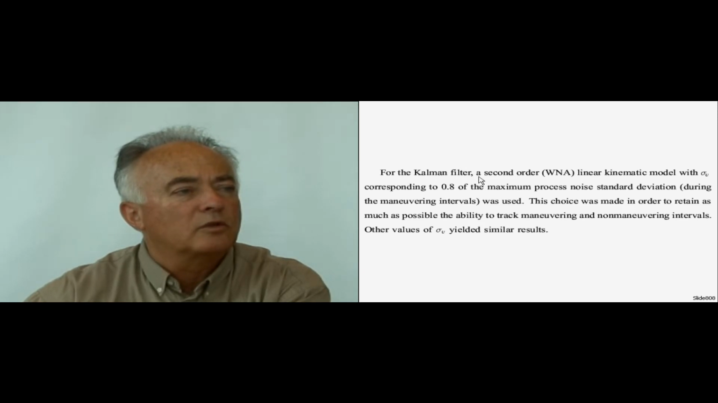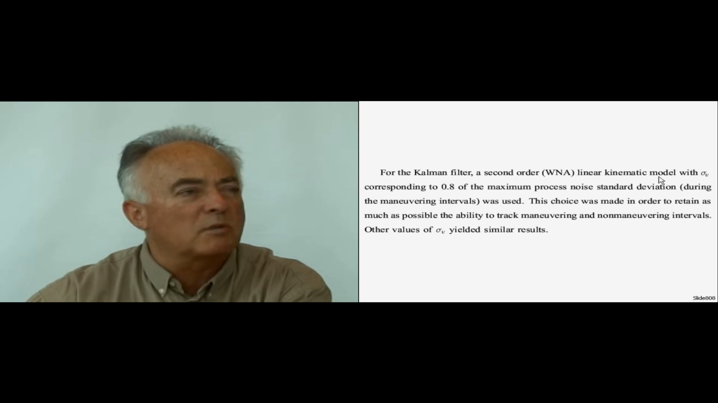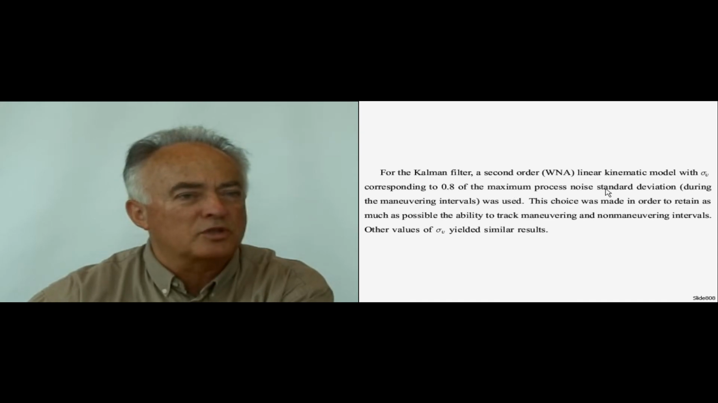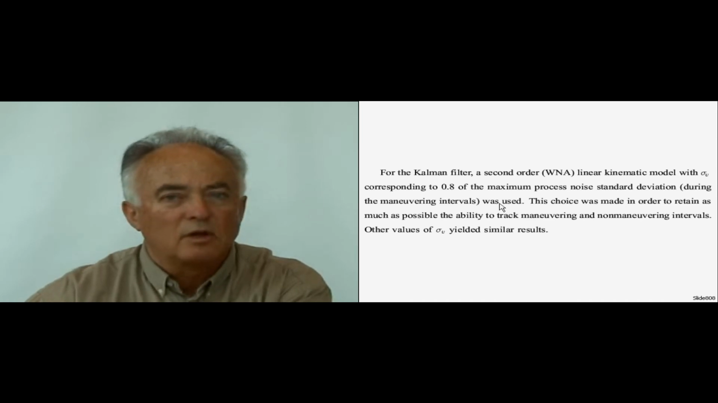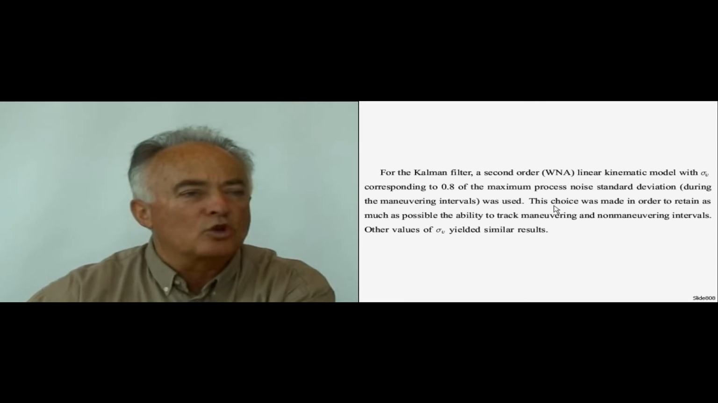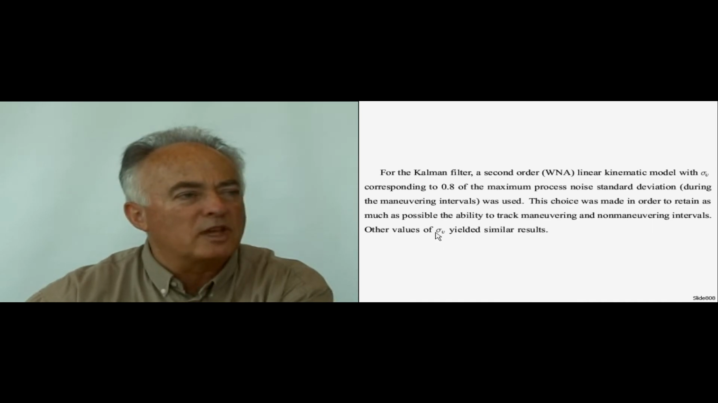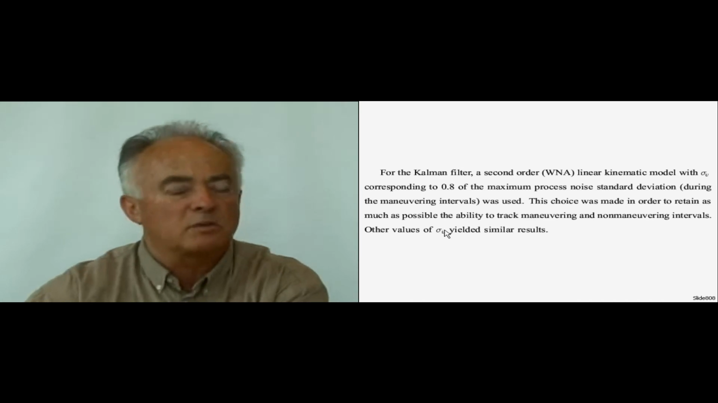The Kalman filter was a second order white noise acceleration model with sigma v corresponding to 0.8 of the maximum process noise standard deviation during the maneuvering intervals, which means it was a compromise, close to the maximum but not quite at the maximum. The choice was made in order to retain the ability to track both maneuvering and non-maneuvering intervals, and other values of sigma v like 0.5, 0.6 yielded similar results.